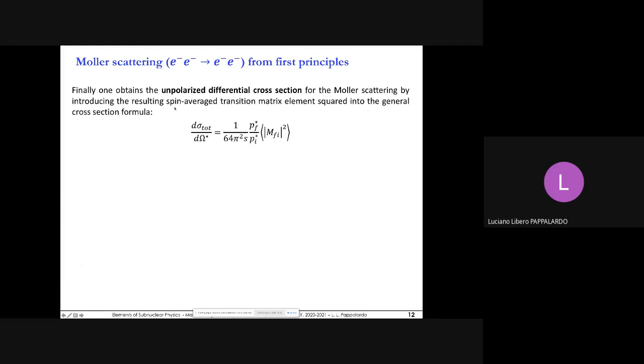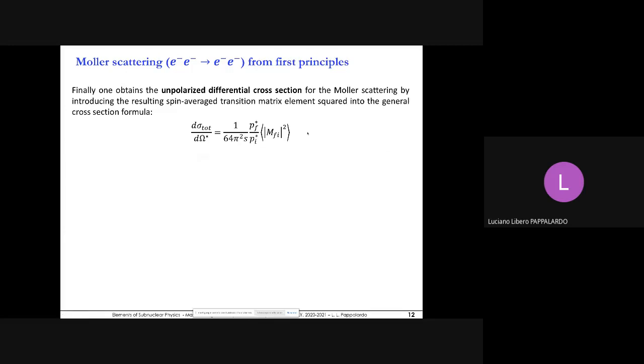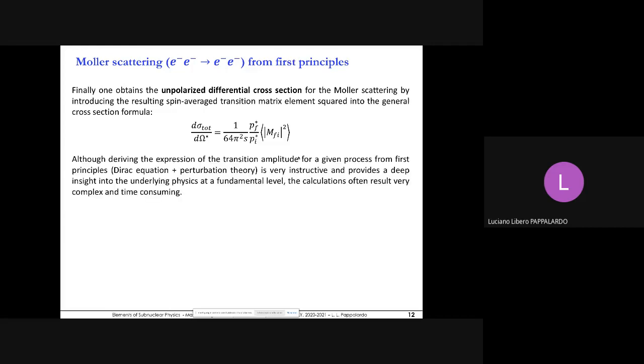The last step, if we want to calculate the cross-section of this Moller scattering, is to put this into our general cross-section formula, the one that we derived a few lessons ago, starting from the Fermi golden rule, if you remember. So this is the differential cross-section with respect to the solid angle, and you have to substitute here your squared spin-averaged matrix element. And at the end, you get your differential cross-section, and you can further integrate over the solid angle to get the total cross-section. We will come back to this.